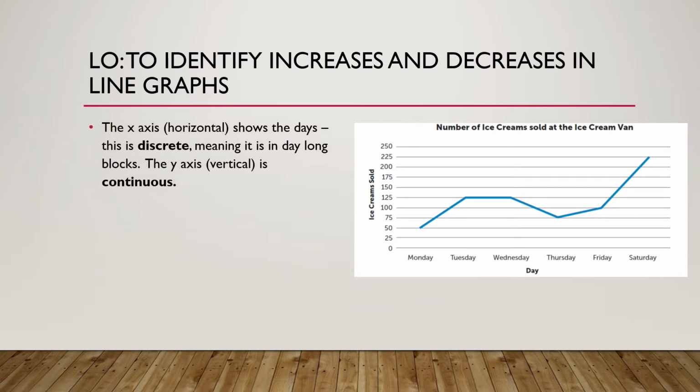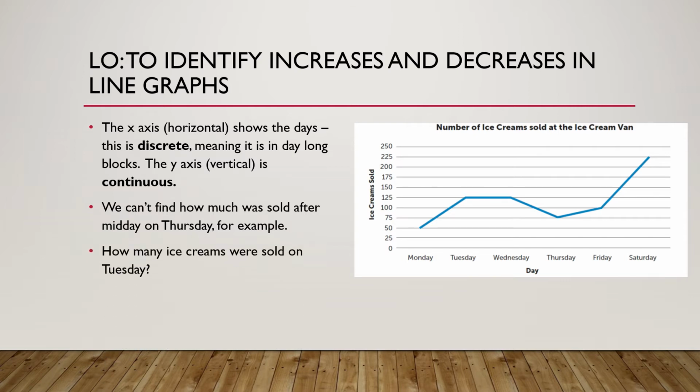Now here the x-axis, the horizontal axis, shows the days, and that's discrete, meaning it's in day-long blocks, while the y-axis is continuous. That's why it goes up in a smooth line in between them. We can't find how much was sold after midday on Thursday, for example. That's the reason why sometimes these charts will be seen as bar charts instead of the line charts that you see here. But we can still use something like this to say, how many ice creams were sold on Tuesday?